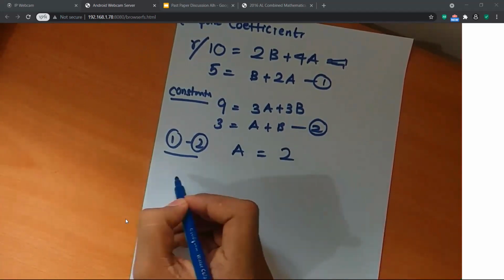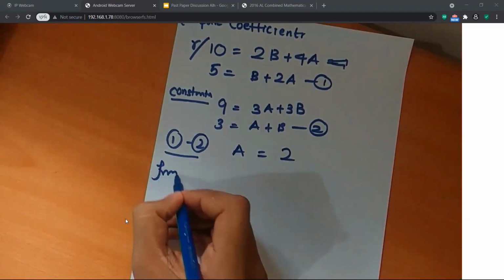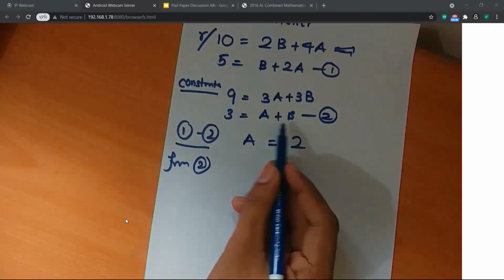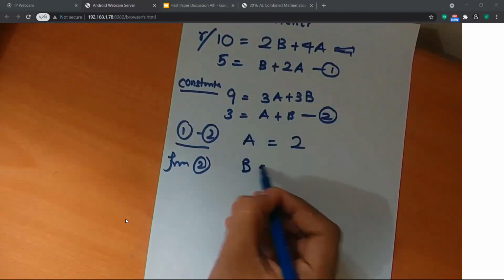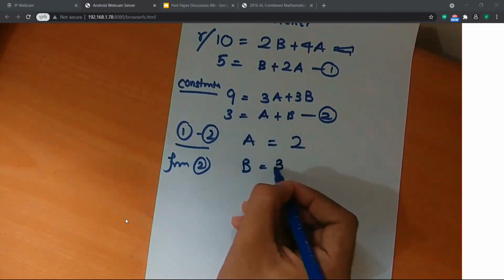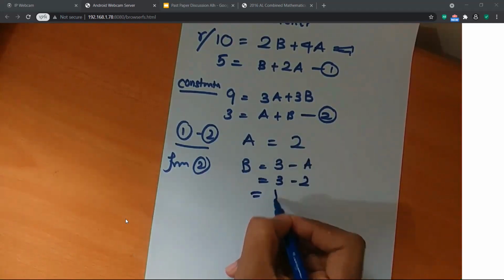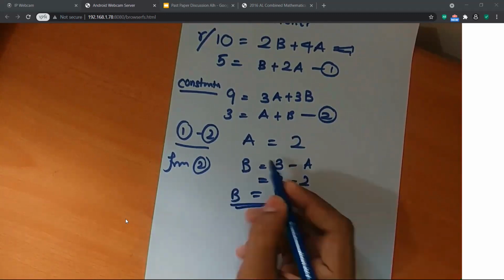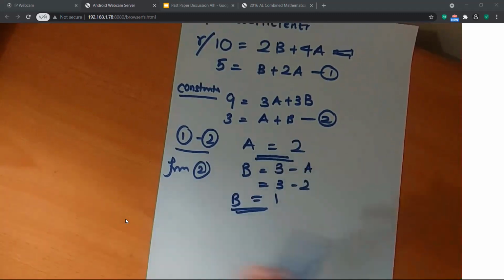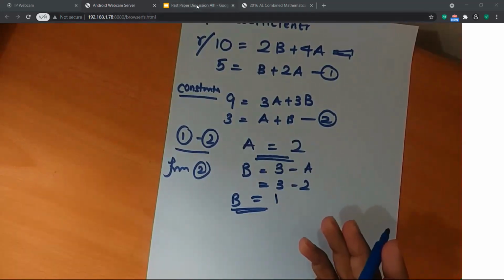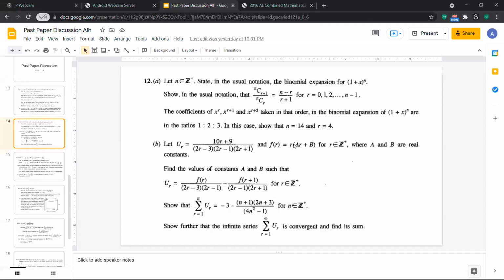So from equation number 2, we can say b is equal to 3 minus a. What is a? 2. So b is equal to 1, and a is equal to 2. Right? So what do we do all this for? What is a, what is b? They have been given that f(r) is equal to r times (ar plus b). So that's what we found.